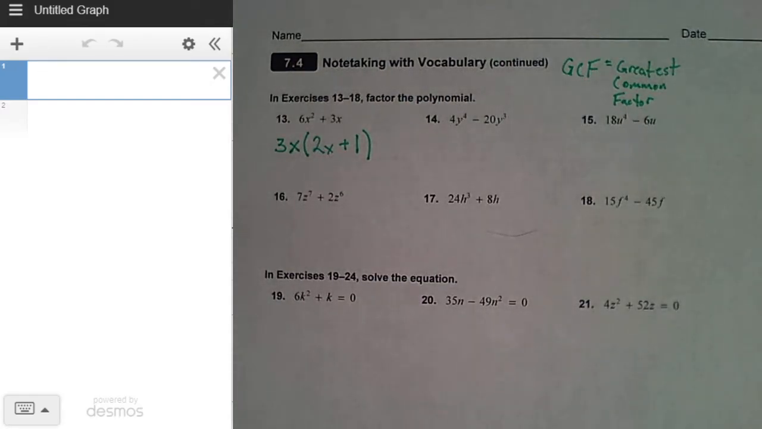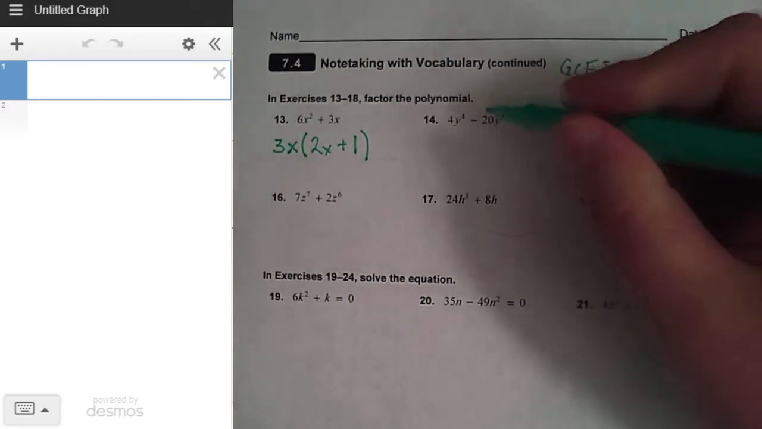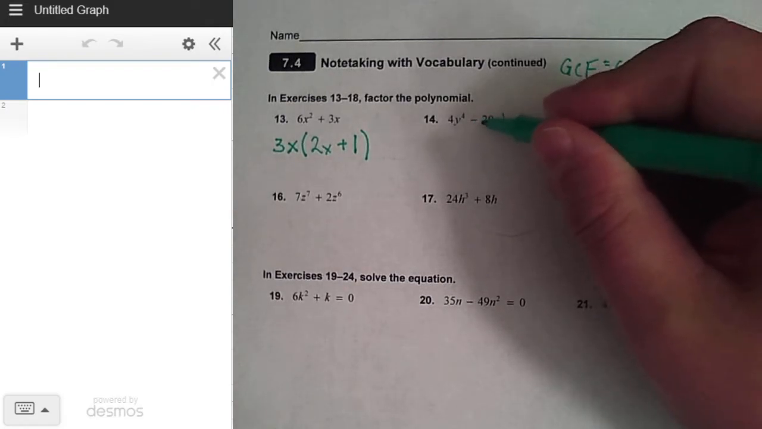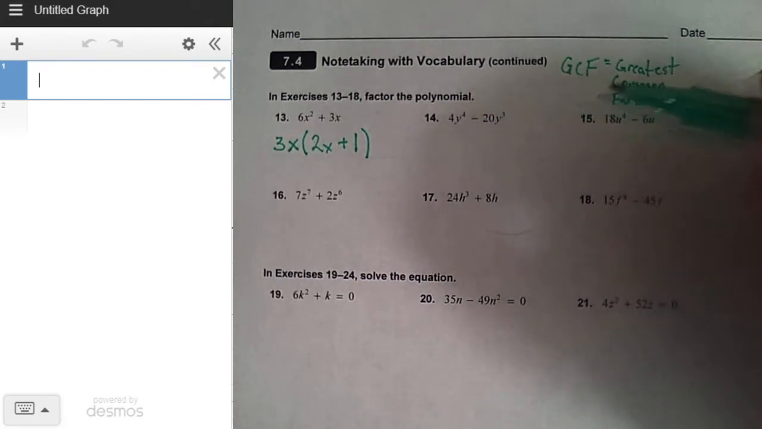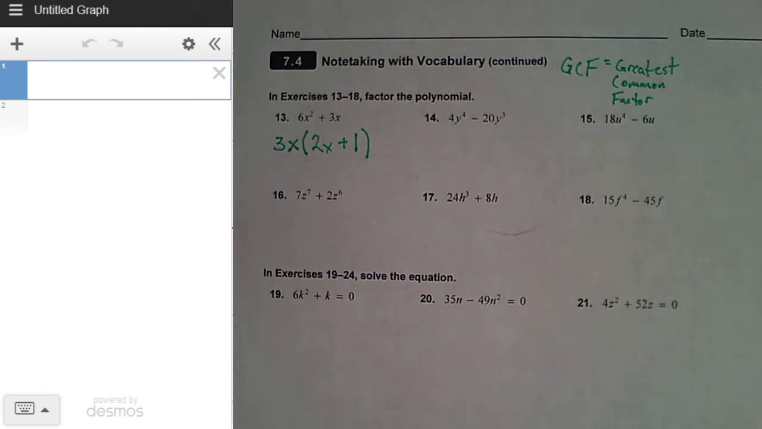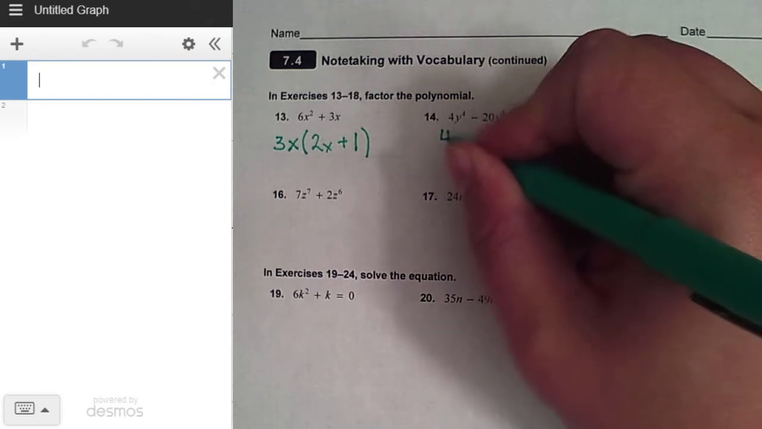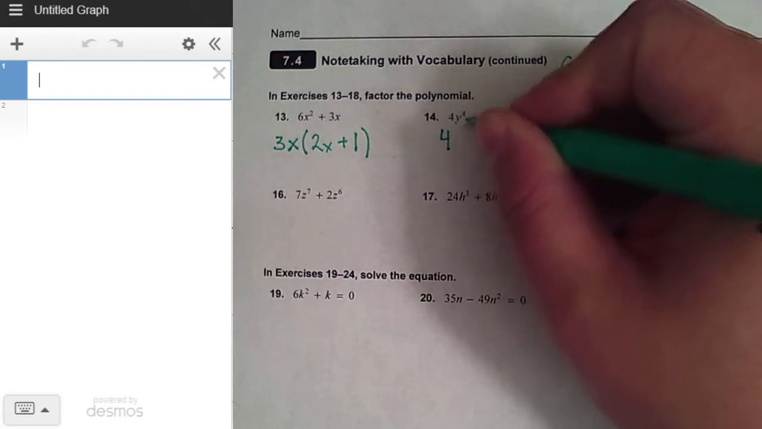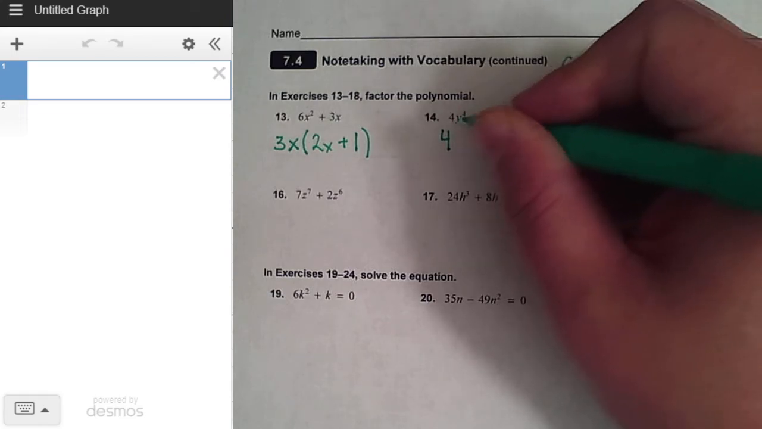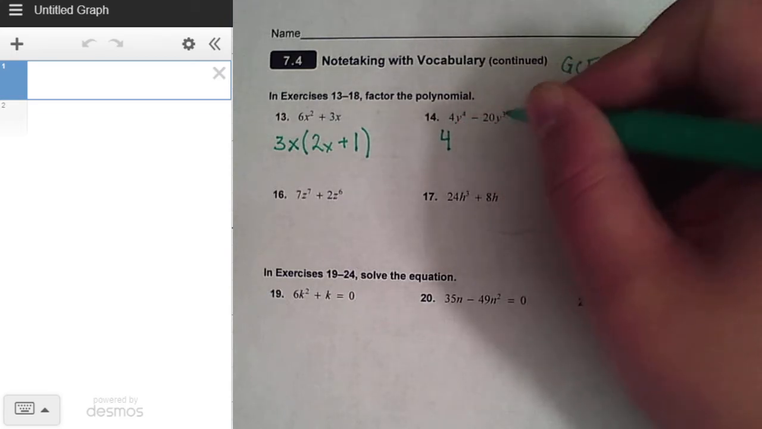So let's look at 14. We have 4y to the fourth minus 20y to the third. 20 is specifically made up of 4 and 5. I mean, you could have broken it into 2 and 10, but we notice that the biggest number we can take out of both 4 and 20 is 4. So y to the fourth is 4 y's being multiplied together. Y to the third is 3 y's.